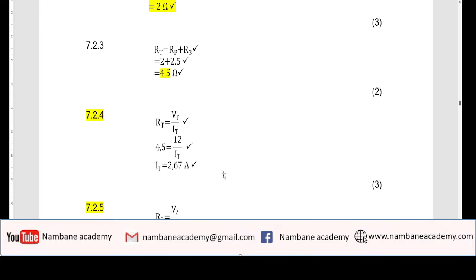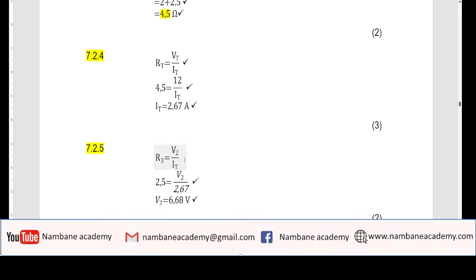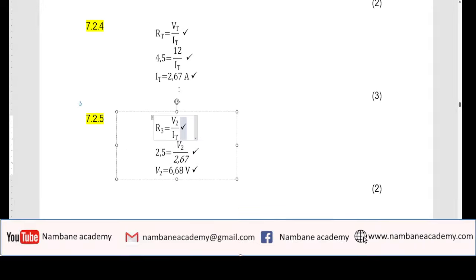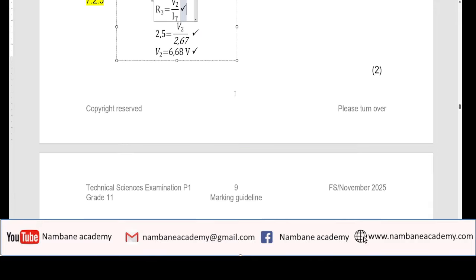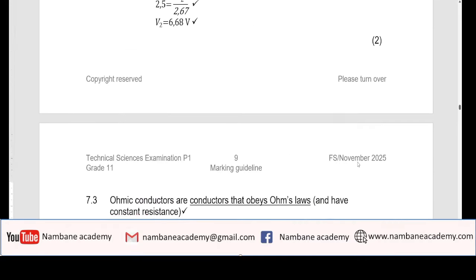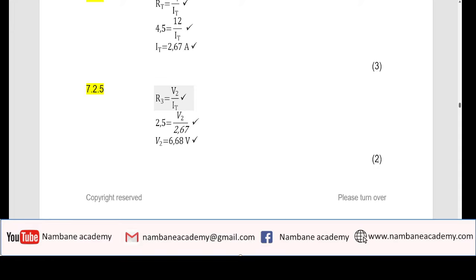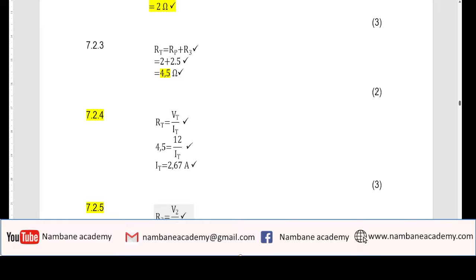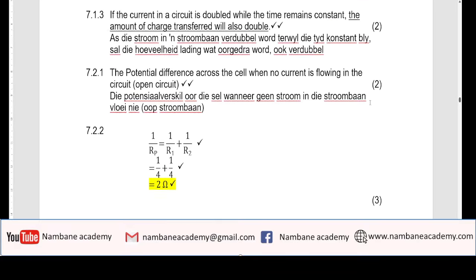Or instead of 723, I saw 725. Yes, because it's on the formula sheet. Yes, sir. Can we leave it for the other questions, sir? Other question. Yes, sir.